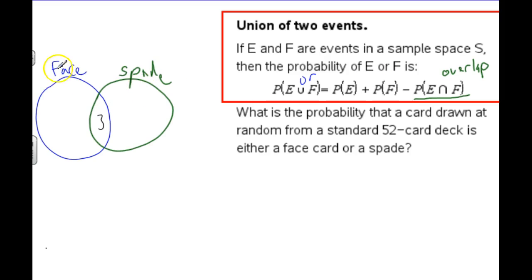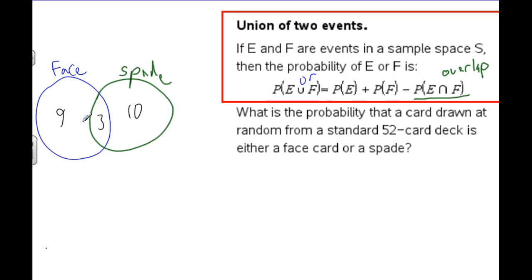We know there's a total of 12 face cards. So 3 of them are spades. 9 of those are not spades. So you have 3 diamonds, 3 hearts, 3 clubs here. There's a total of 13 spades, but 3 of them are face cards, so 10 of them are not face cards. So I have 13 spades, I have 12 face cards. That's a beautiful picture of this.